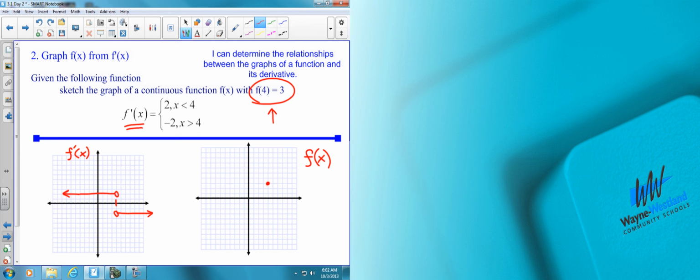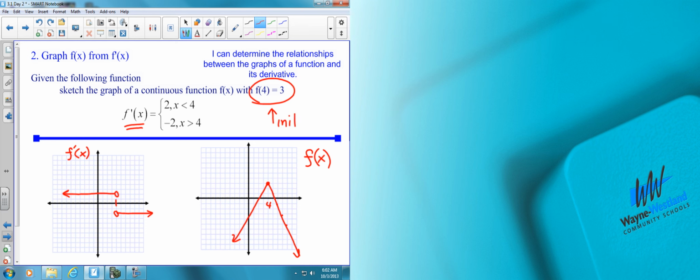Everything less than x equals 4 is going to be a +2. Everything greater than 4 is going to be a -2. If you want to draw this more precisely, you can actually draw points going down with a -2 slope. That is the graph of the function given this derivative and a starting point, an initial value.